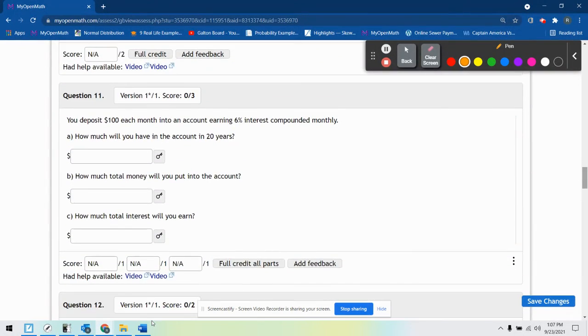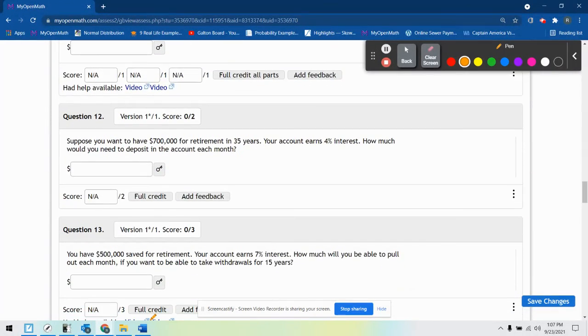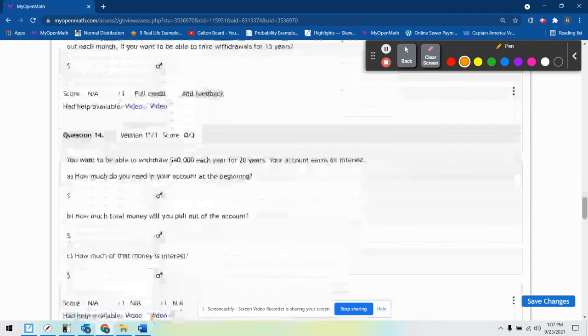Let's see here. Number 12. Suppose you want to have $700,000 for retirement in 35 years. Your account earns 4% interest. How much would you need to deposit each month? Deposit each month. That's an annuity problem. Okay. Number 13.